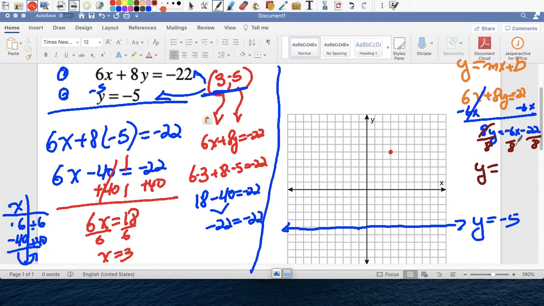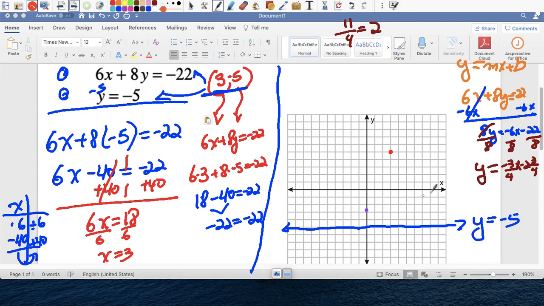On the other side, -6 over 8 is -3 over 4 x, and -22 over 8, let's simplify that to -11 over 4, which is minus 2 and 3/4. And that's my y-intercept. So let's go to my y-intercept. Negative 2 and 3/4 is negative 2.75, and that's about here. Okay, obviously I can't be precise, but it's about there.